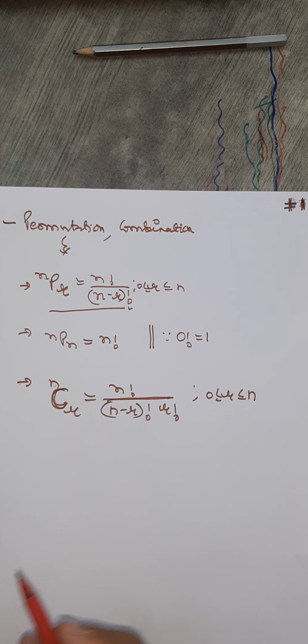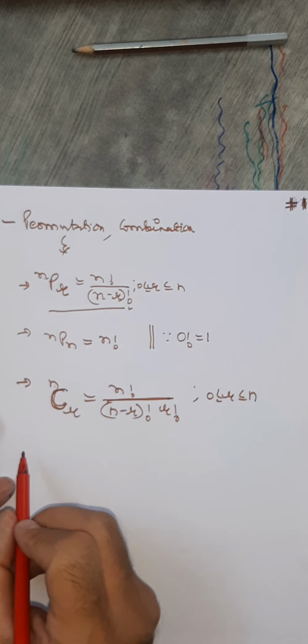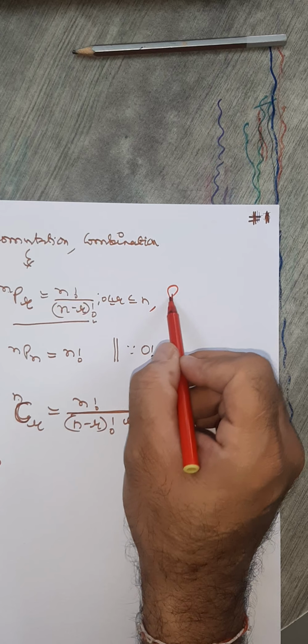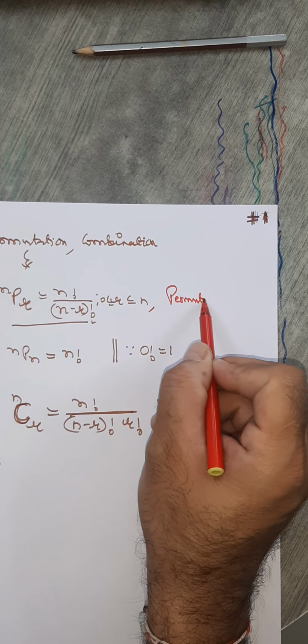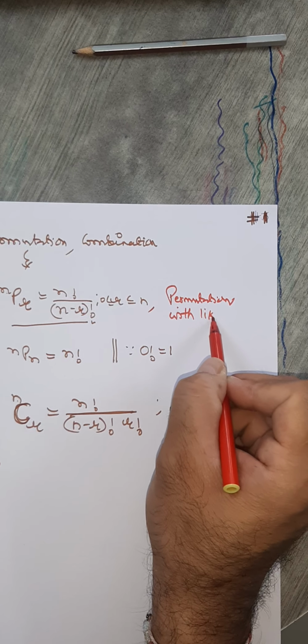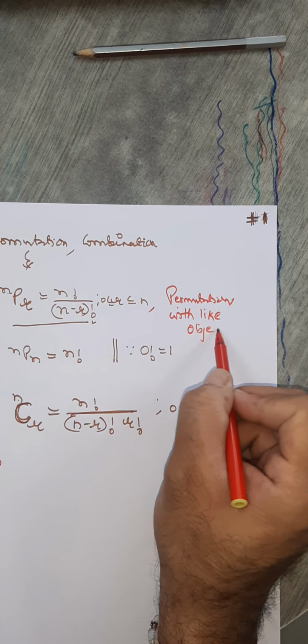Even in permutation, you had permutation with like objects also. We did permutation with like objects, if you remember.